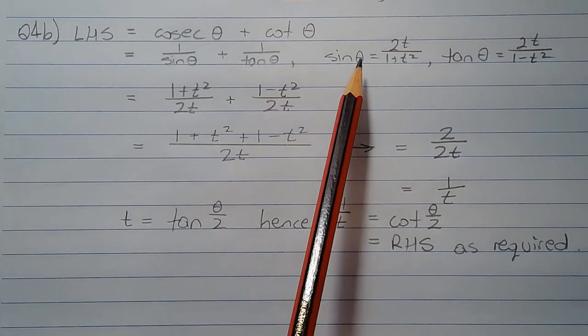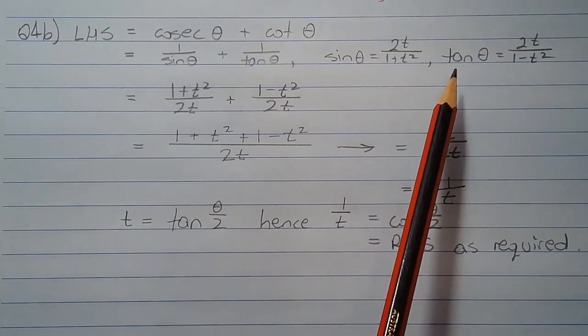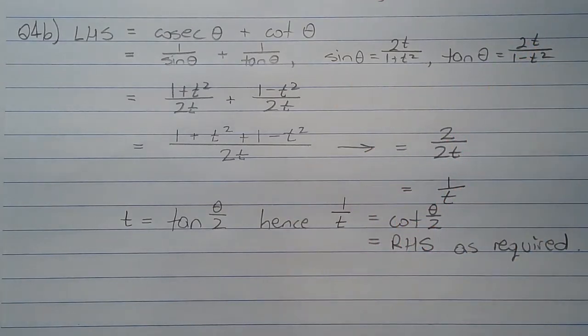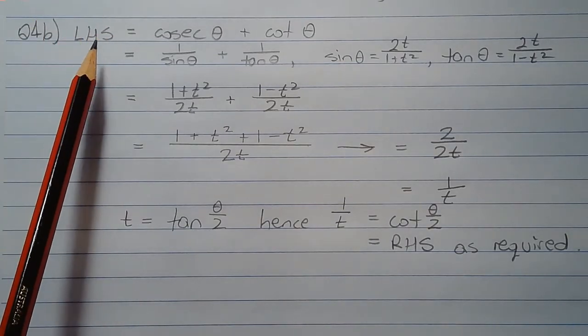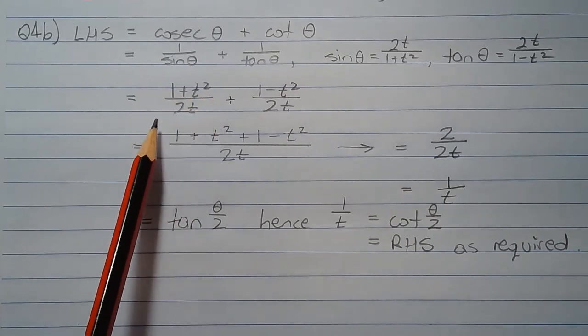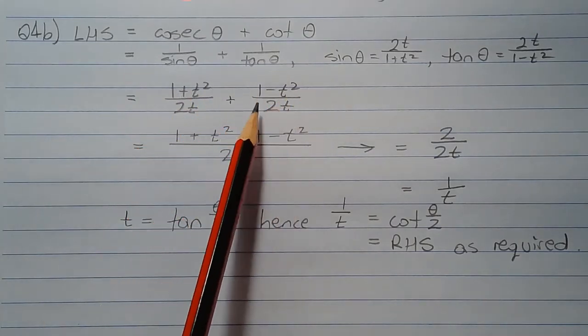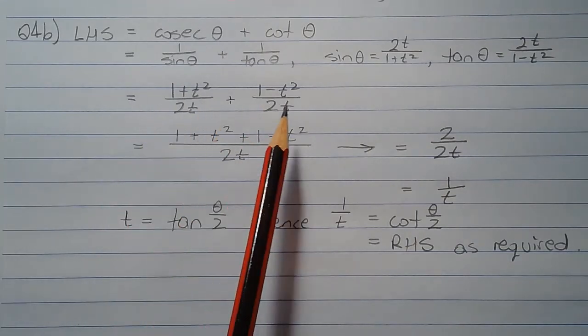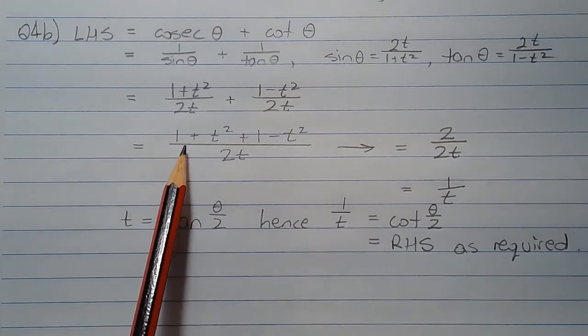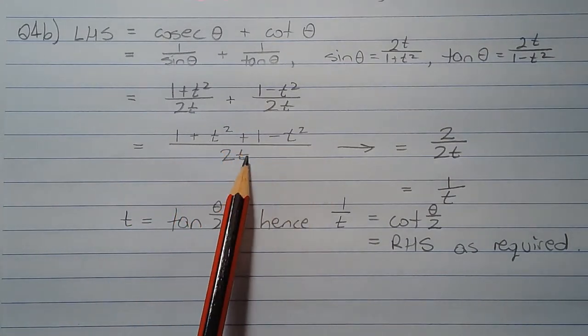Now sine theta is equal to 2t over 1 plus t squared, and tan theta is equal to 2t over 1 minus t squared, where t is equal to tan theta over 2. Hence, expressing the left-hand side in terms of t, we have left-hand side equal to 1 plus t squared over 2t plus 1 minus t squared over 2t. Now we're adding two fractions with a common denominator, so we can combine the numerators together. So left-hand side is equal to 1 plus t squared plus 1 minus t squared over 2t.